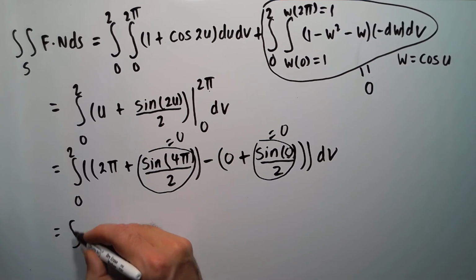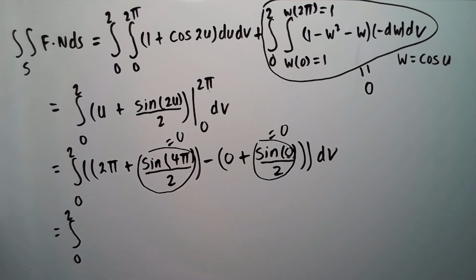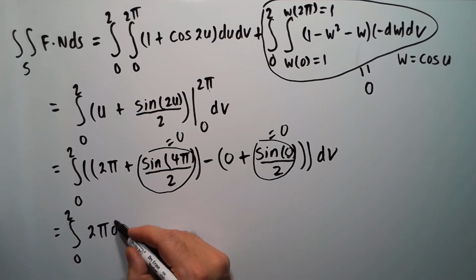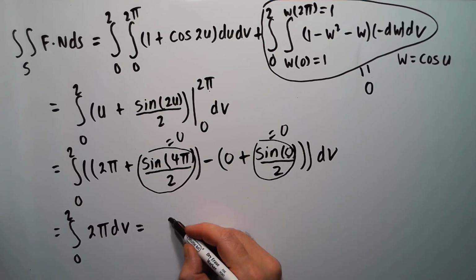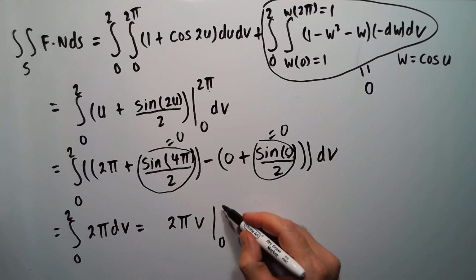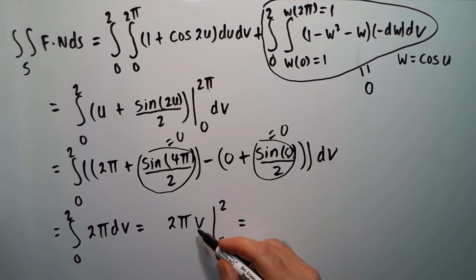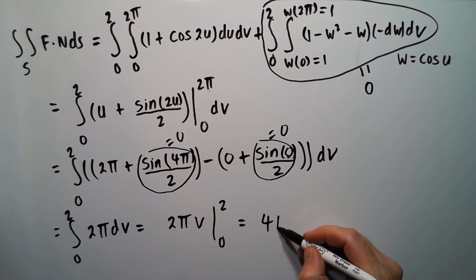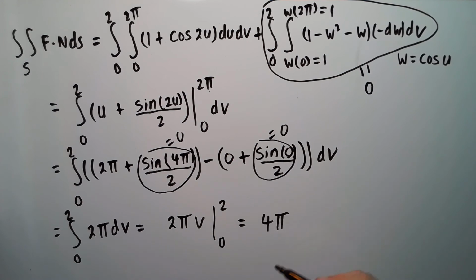So it equals the integral 0 to 2 of 2 pi dv, which would be 2 pi v evaluated at 0 and 2. So putting 2 in place of v would just become 4 pi. So 4 pi is our answer. So that would be the flux of F across our surface S. So our surface S here was the cylinder. Okay, so we're done.